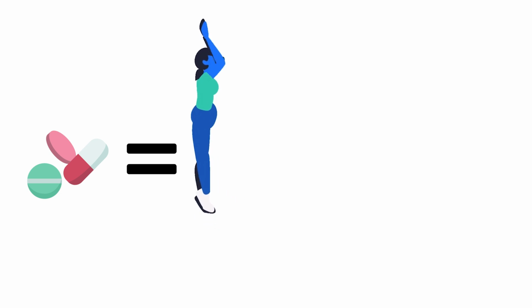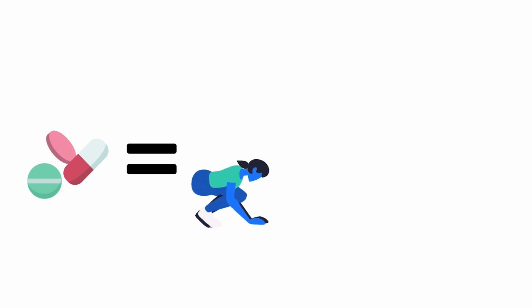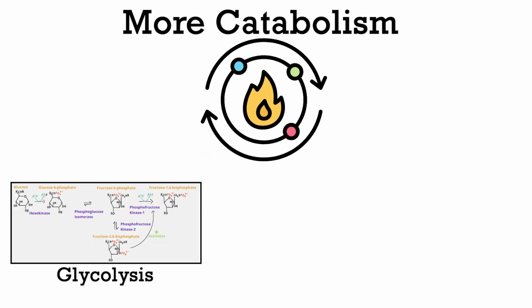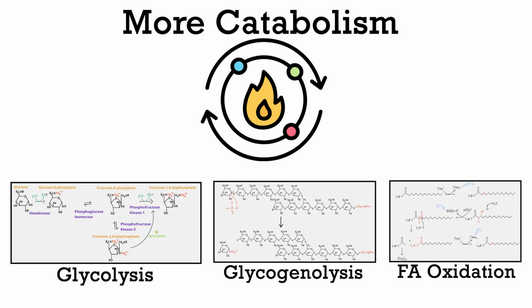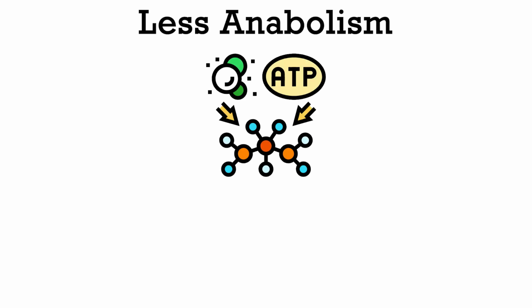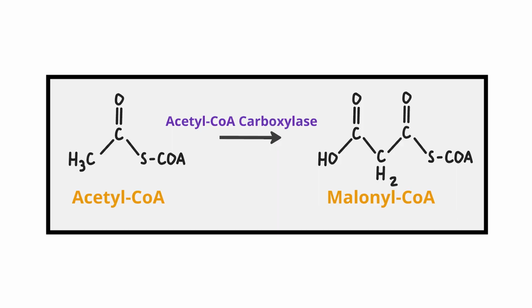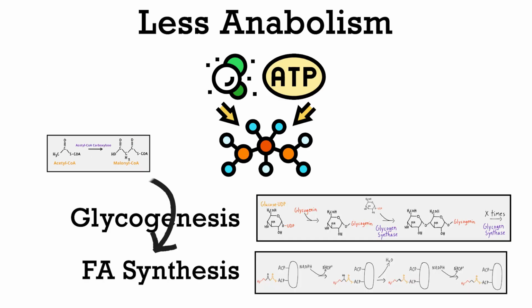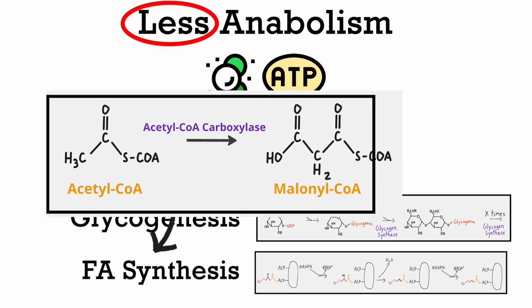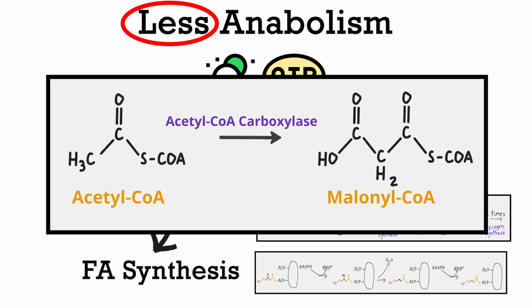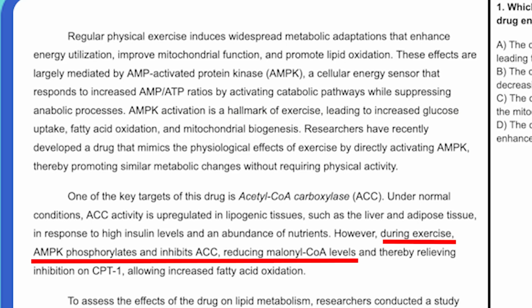The passage tells us that the drug mimics exercise, so we should expect to see an upregulation of things involved in catabolic processes like glycolysis, glycogenolysis, and fatty acid oxidation. We should see a downregulation of anabolic processes like glycogenesis and fatty acid synthesis. Acetyl coenzyme A carboxylase is the enzyme that turns acetyl-CoA into malonyl-CoA, and it's the rate-limiting enzyme of fatty acid synthesis. And since the drug mimics exercise and should downregulate anabolic processes, acetyl-CoA carboxylase should be downregulated, and this is actually confirmed later in the passage.